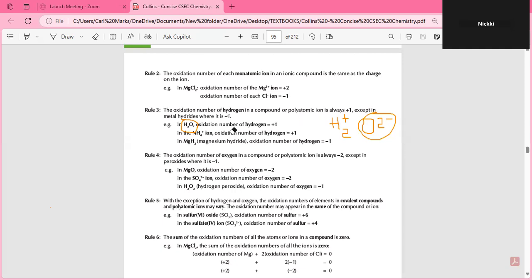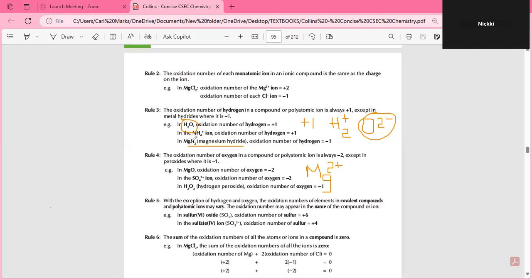Can you see it? Yeah. Good. So this is +1. But in the case of a metal hydride, this is a metal hydride here. Let's look at magnesium. We looked at magnesium earlier. We know magnesium is what? I hope you remember. Mg as well. What is the charge of the magnesium ion? +2. 2 plus, the ion itself. But when you're talking about oxidation number, we know it's +2. Good.